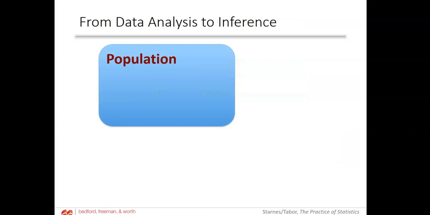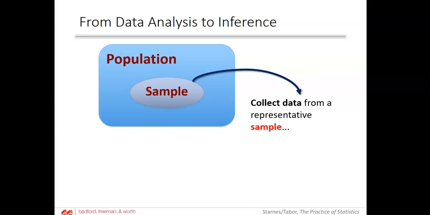And so the idea is you start with a population of folks. A population could be all of St. Mary's students or something like that. And then we take a sample. It's important to take a sample that's representative of the group. Hopefully you might sample some from each grade, et cetera, and you collect data from that sample.